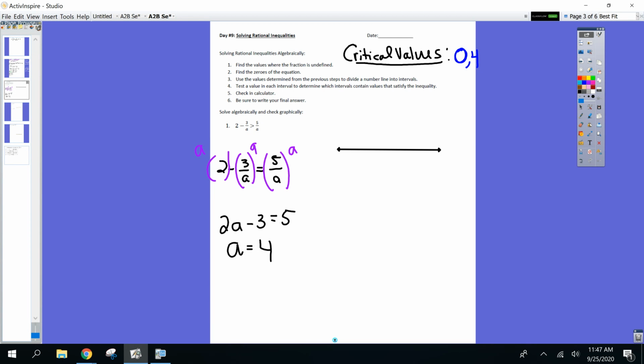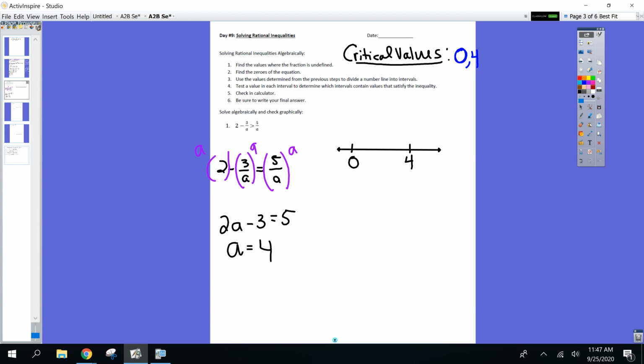All right, those numbers go on number lines. You guys remember number lines back in the day? So make yourself a number line right now, everybody, and put your critical values on it. 0 and 4. Smallest number always goes first, remember, on a number line. You can space them out a little bit if you want. I don't want any other numbers other than those.